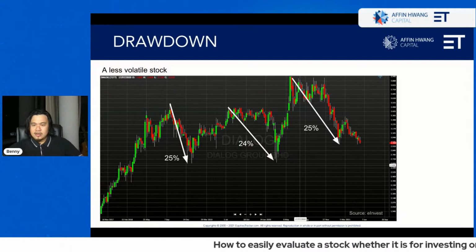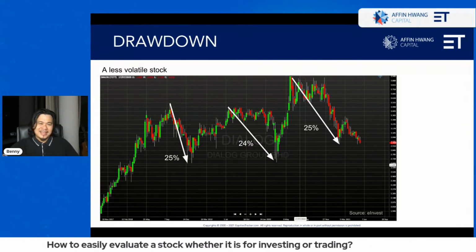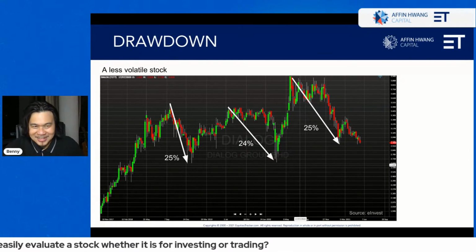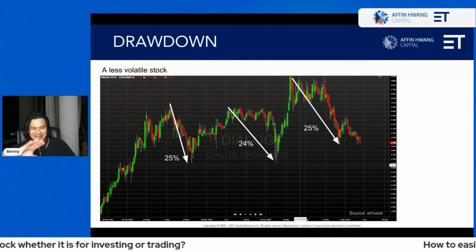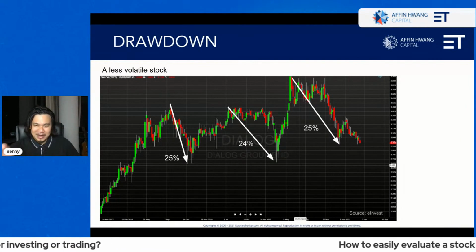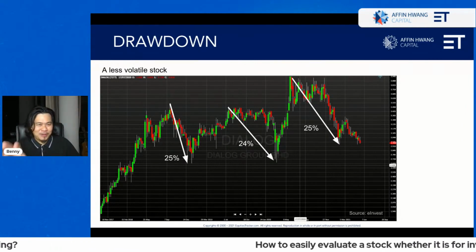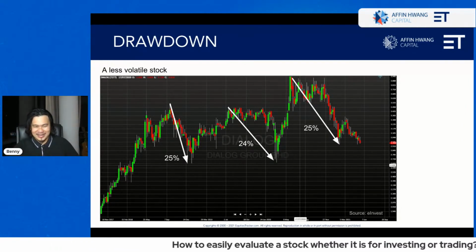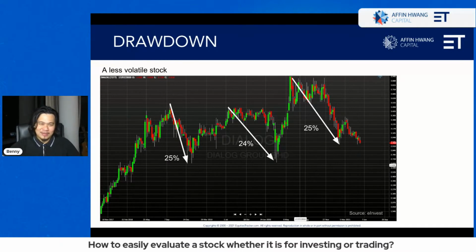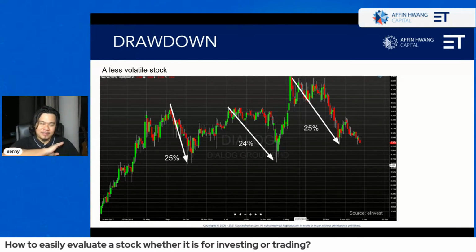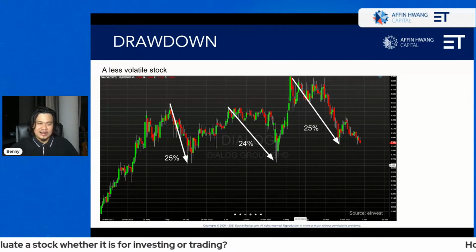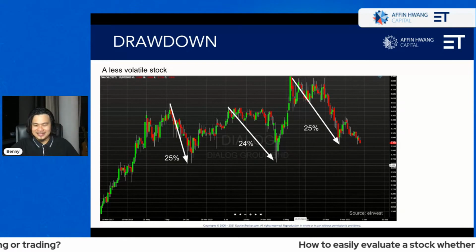All right. Okay, Sam, will Dialog go back to RM4? That's the question, right? Okay, so today we are not into technical analysis or market forecast, but let me tell you this, it will go back to RM4, but when, I do not know. Okay, it eventually will go there, because as long as the stock is fundamentally good, then in the long run, it should get higher and higher.